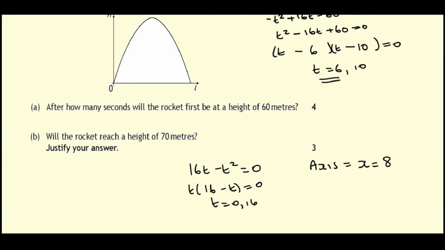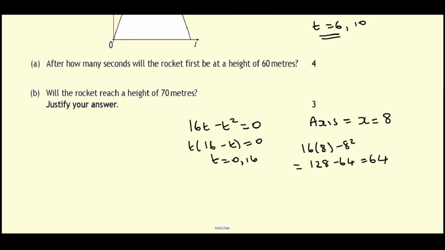So we put that in your formula. Okay, so 16 times 8 minus 8 squared. That's going to give you 128, minus 64 gives you 64. So will the rocket reach 70? Okay, no, the maximum is 64 metres. Okay, and that's the question complete.